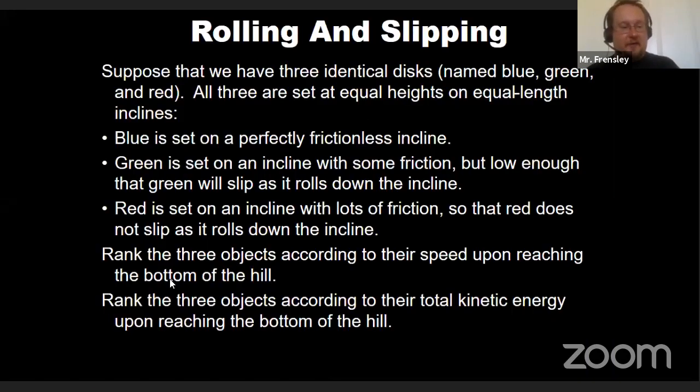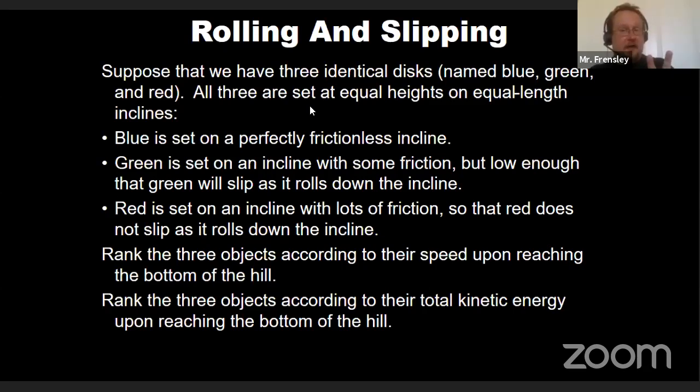Okay, 2 more practice problems and then we're going to go. So suppose we have 3 identical discs, okay? We're going to name them red, green, and blue. Blue is on a perfectly frictionless incline. Green is on a low friction incline, so he's going to slip as he goes down. Red is on an incline with lots of friction, so red does not slip.